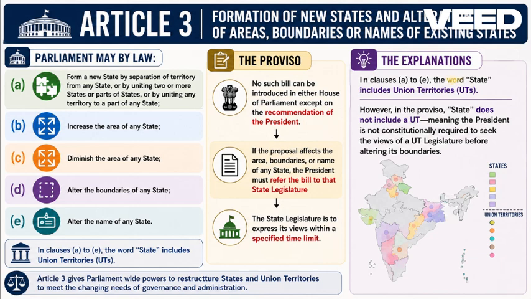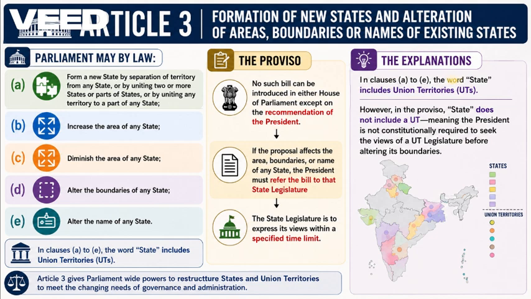The statement, Bare Act, Article 3: formation of new states and alteration of areas, boundaries, or names of existing states. Parliament may by law: A. Form a new state by separation of territory from any state, or by uniting two or more states or parts of states, or by uniting any territory to a part of any state.